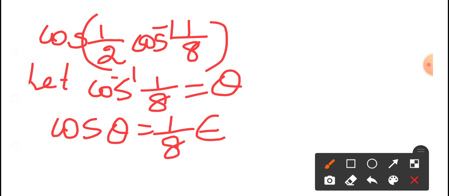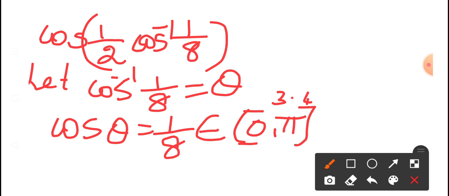Does this belong to 0 comma pi or not? You imagine this 0. Okay, pi means 3.14. Here now the answer is 1 by 8. We calculate this, 0.125. So 0.125 is positive and this answer exists between 0 and pi. So this belongs to 0 comma pi.